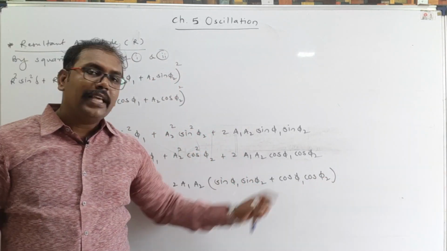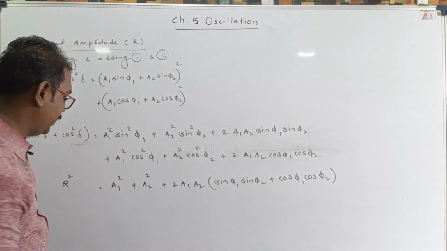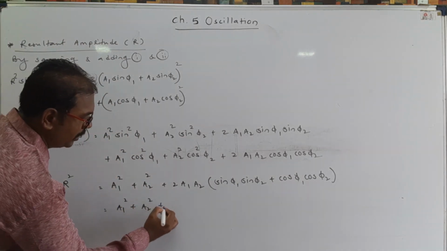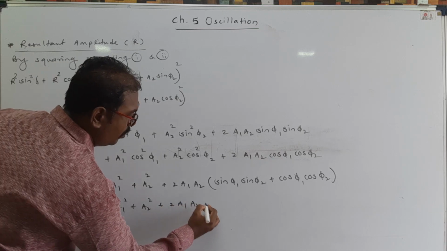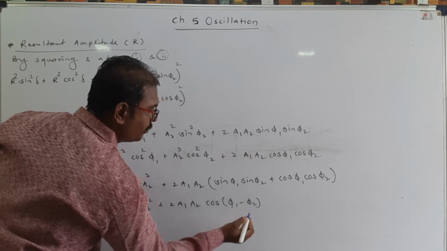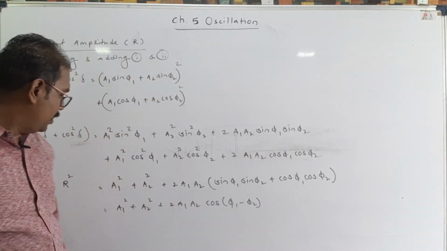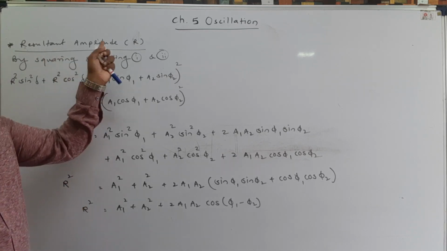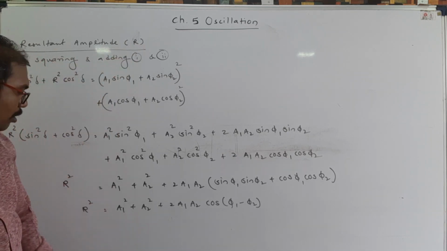Now this is the expansion of cos of phi 1 minus phi 2. So I can write this as a1 square plus a2 square plus 2 a1 a2 into cos of phi 1 minus phi 2. So here we get r square. But we have to obtain the resultant amplitude R. R we have to obtain.